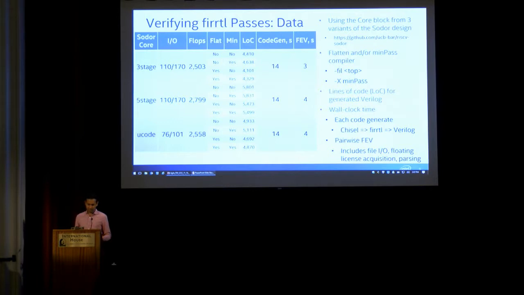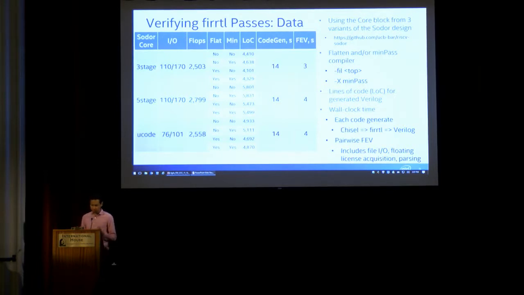So the I/O didn't change, regardless of these passes, or flattening. The number of flops in the design also didn't change, and this is, remember, exactly what we want. The lines of code in the Verilog that was generated did change by around 10% or so.